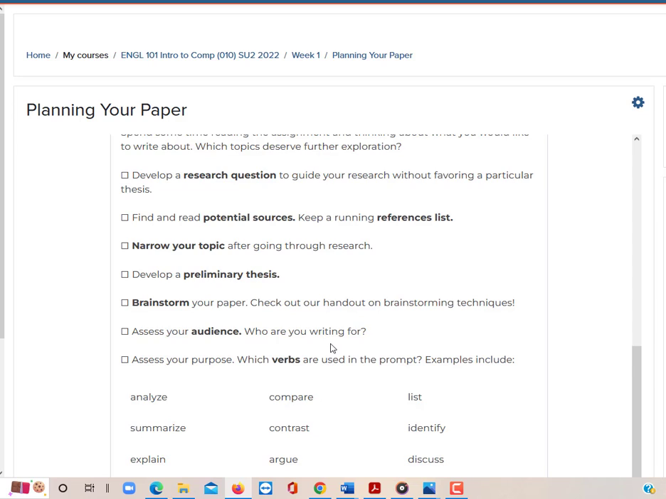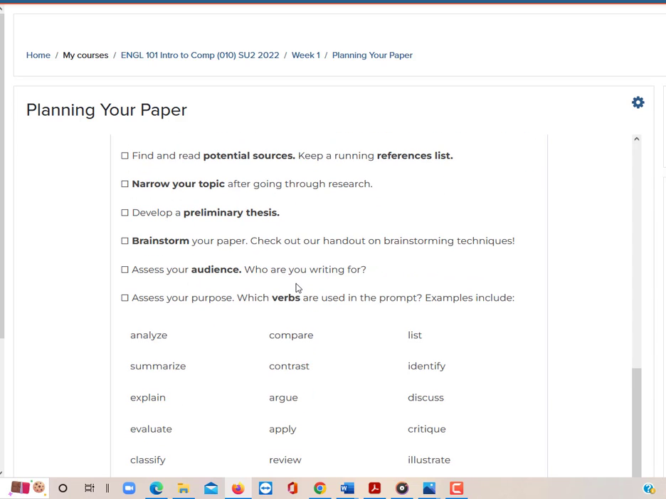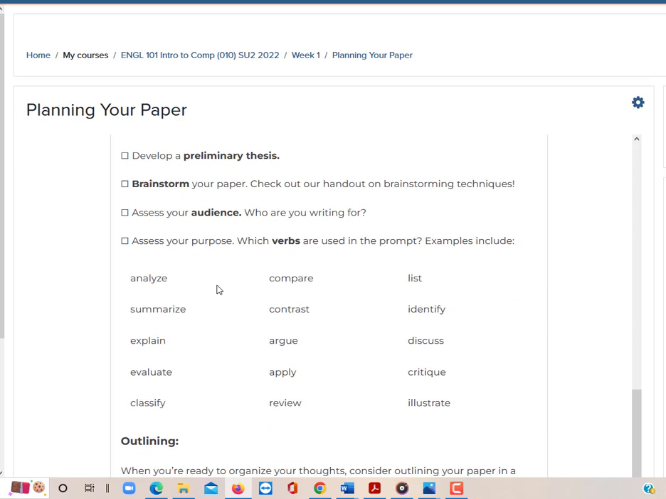Who are you writing for? Are you writing this for the teacher? Are you writing this to your family? And so later on in this class, we're going to learn about audience and how when we write to friends and family, we can use first and second person case. But when we write for our teacher, we write third person case. So when we write in first and second person case, that's informal English. And when we write in third person case, that's formal English. And so we assess our audience.